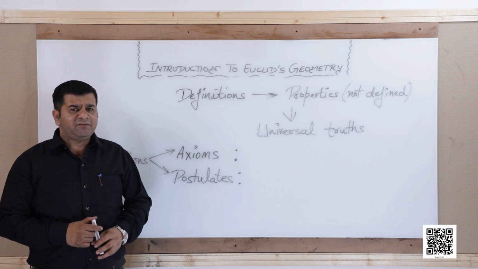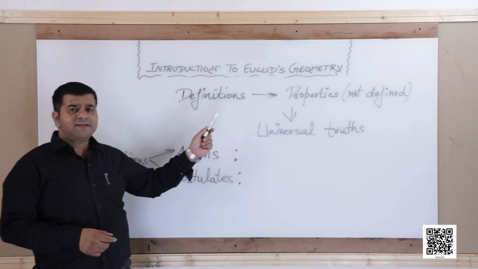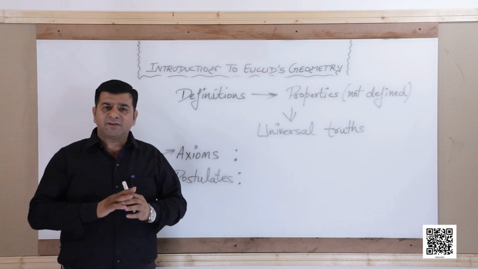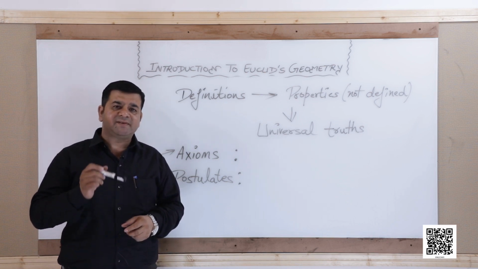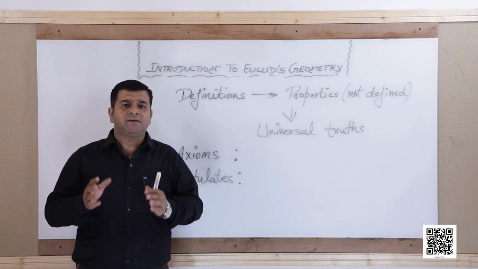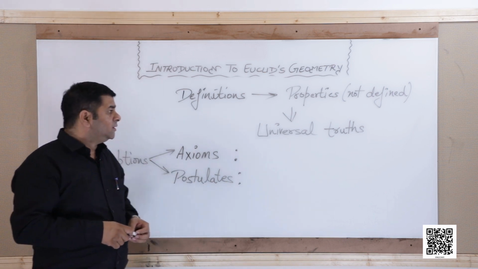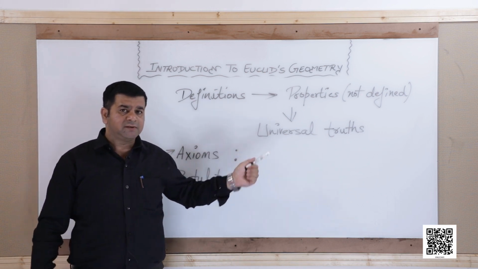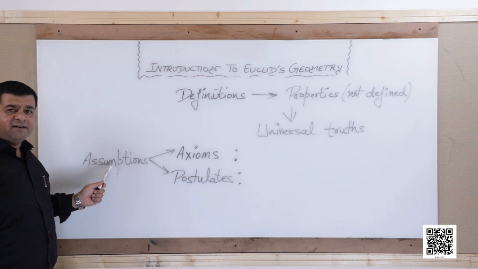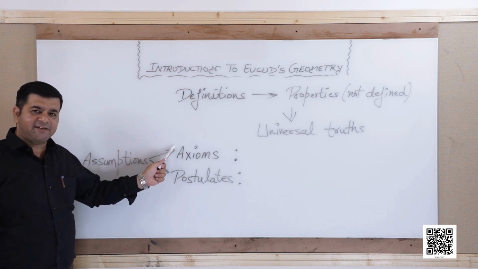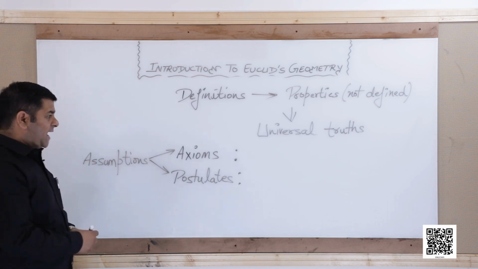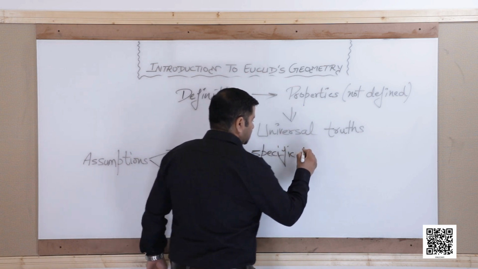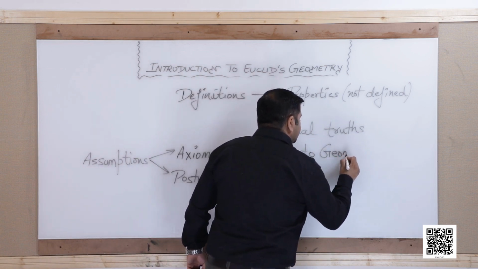Students, starting with the definitions, Euclid assumes certain properties which were not defined. For example, point. There was no definition of point. It was just represented as a single dot to represent the position of an object. Now, these assumptions were called universal truths, and Euclid divided these assumptions into axioms and postulates. Axioms were the assumptions which were specific to geometry only.